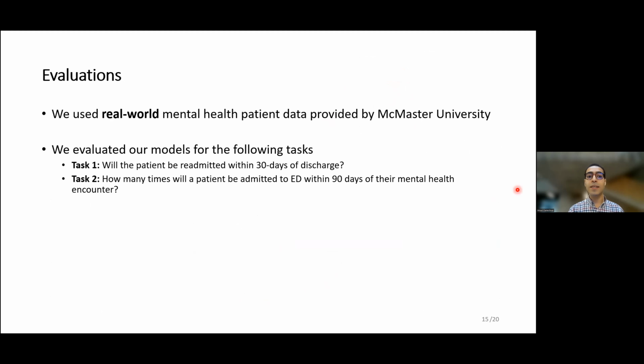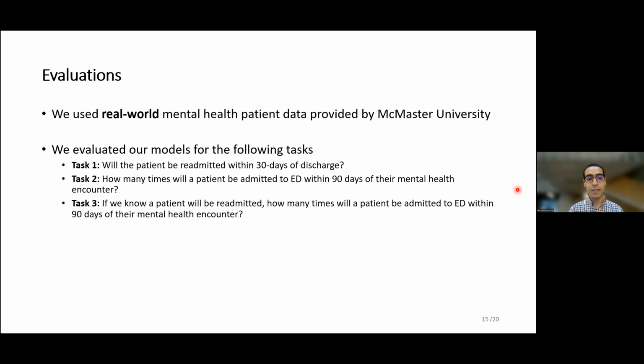Task 2 is how many times will a patient be admitted to ED within 90 days of their mental health encounter, which is a regression task. And task 3 is, if we know a patient will be readmitted, how many times will the patient be admitted to ED within 90 days of their mental health encounter? Again, this is a regression task.